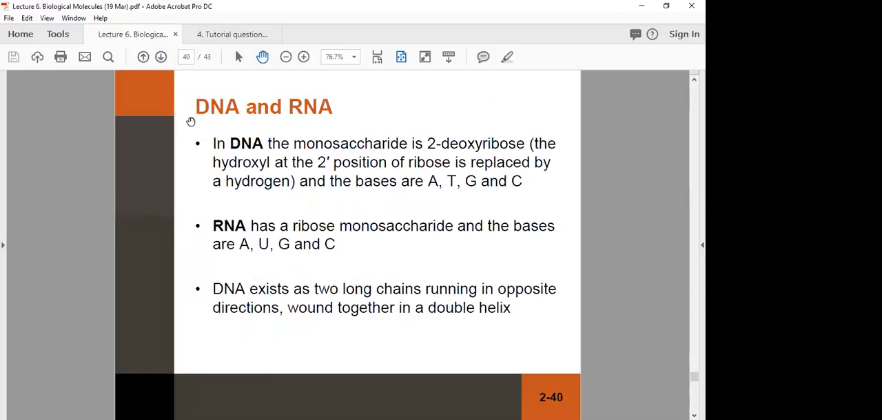Let's look at the differences between DNA and RNA, our two major types of nucleic acids. As we said earlier, in DNA, that sugar group, the monosaccharide, is 2-deoxyribose. The nitrogenous bases found in nucleotides of DNA are adenine, thymine, guanine, and cytosine.